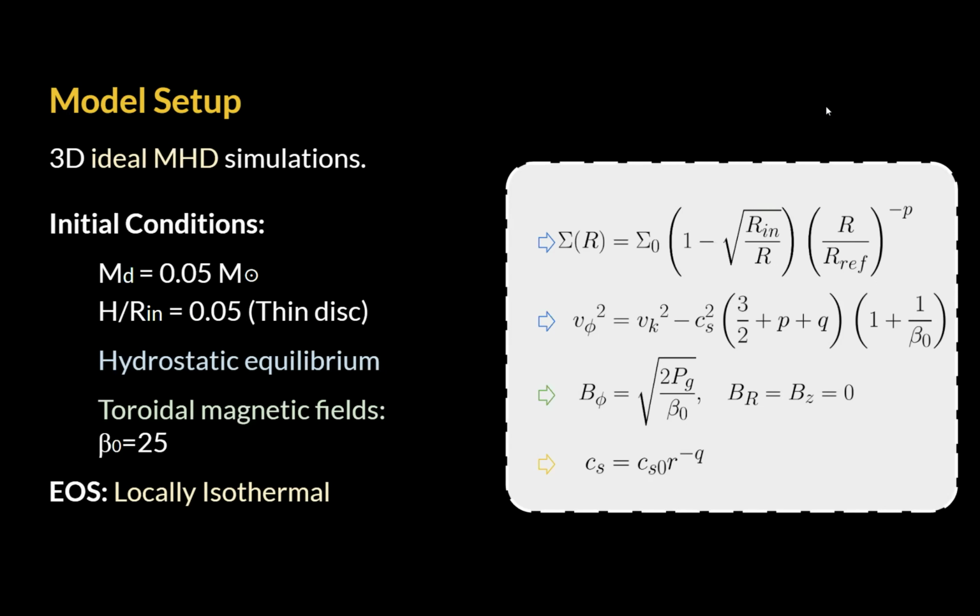So this is the surface density. This is the angular velocity. So far, we have assumed only purely toroidal magnetic fields, where we calculate the strength of the field based on this famous plasma beta parameter. And we assume a locally isothermal equation of state in this way.